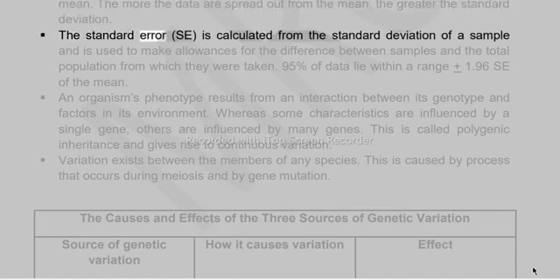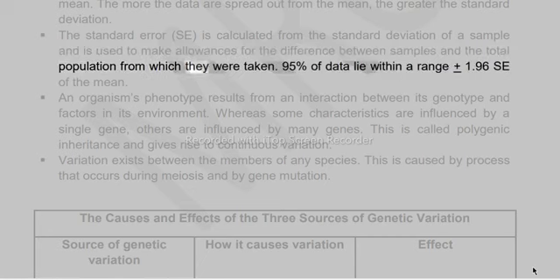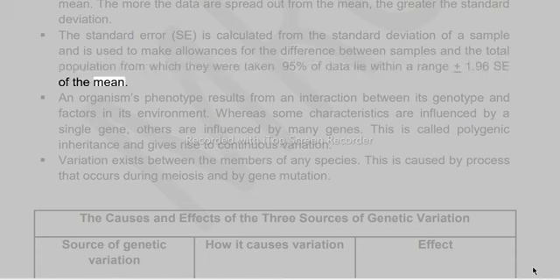The standard error, SE, is calculated from the standard deviation of a sample and is used to make allowances for the difference between samples and the total population from which they were taken. 95% of data lie within a range of plus or minus 1.96 SE of the mean.